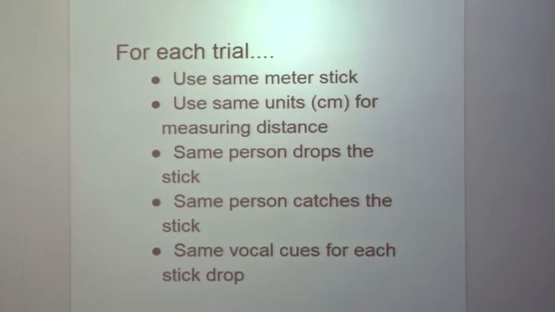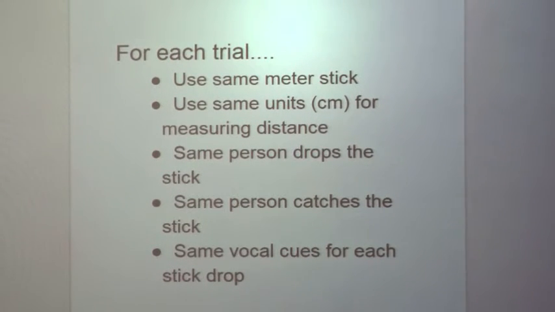Here are the variables that I need to control in my test. First, the stick should always start at the same distance from my hand. I should also be using the same meter stick each time and make sure that I'm measuring using the side with centimeters, not the side with inches. I should also have the same person dropping the stick each time. Speaking of Ms. Hack, she should always drop the stick at random for each trial and not give me any cues like 1, 2, 3, go.